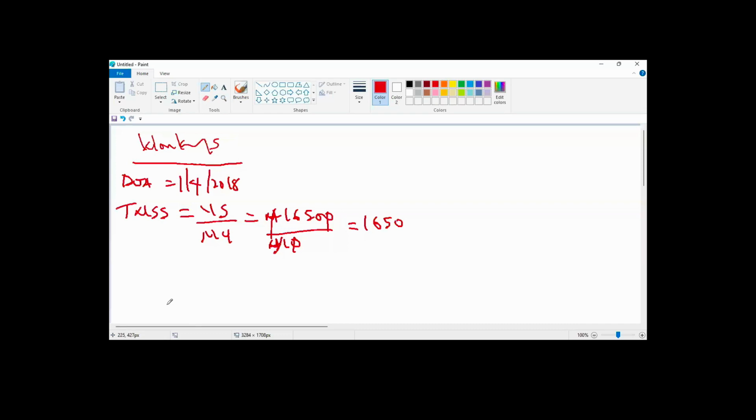To determine the group structure: 1,320 over 1,650 times 100. What is the group structure? Somebody should help me. 80%. The parent holds 80%. Go to the question.